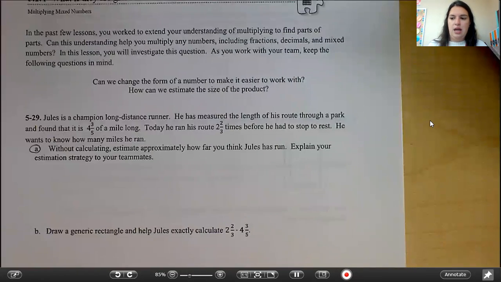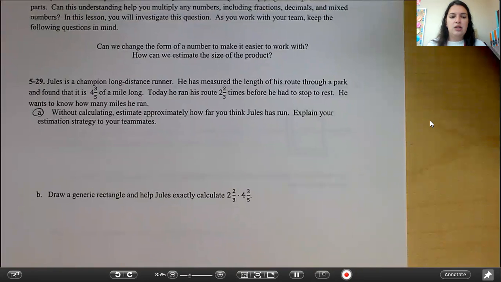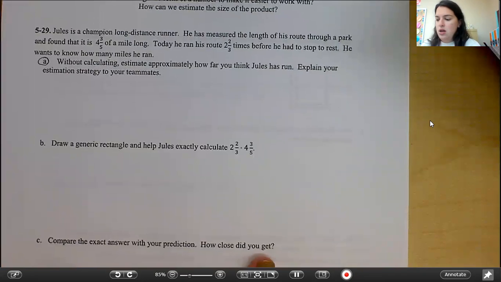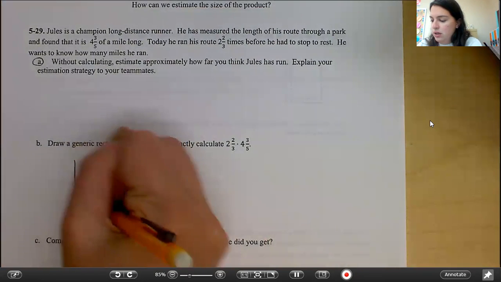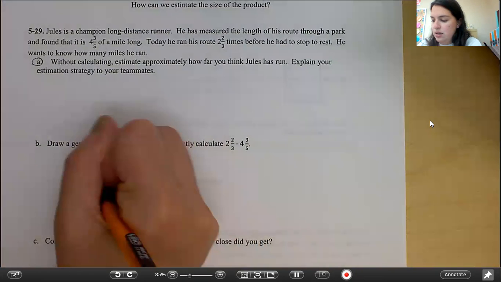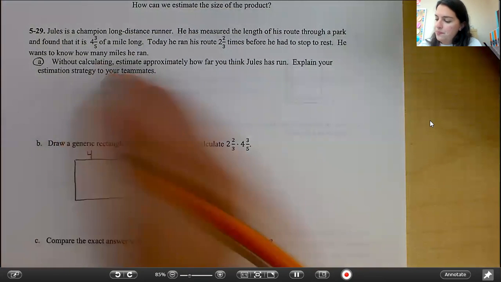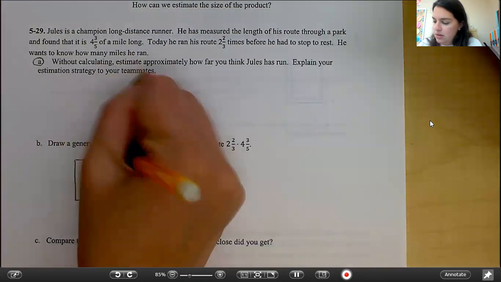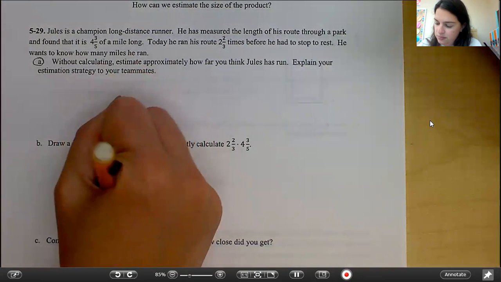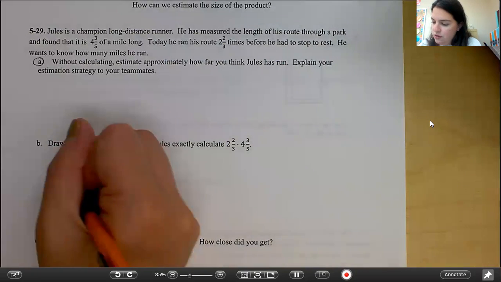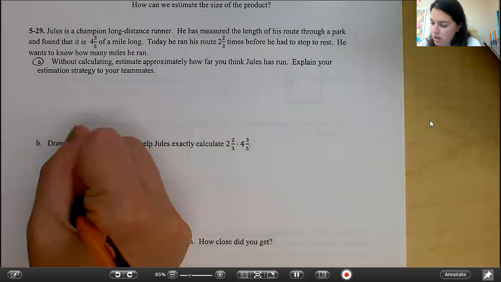Okay, if you're back with me, you've done A, so we're going to move on to B. It says draw a generic rectangle and help Jules exactly calculate 2 2/3 times 4 3/5. So I'm going to help you here with our generic rectangles. So again, we want to draw a generic rectangle just like we did way back when. We have 4 3/5. And then we have 2 2/3.